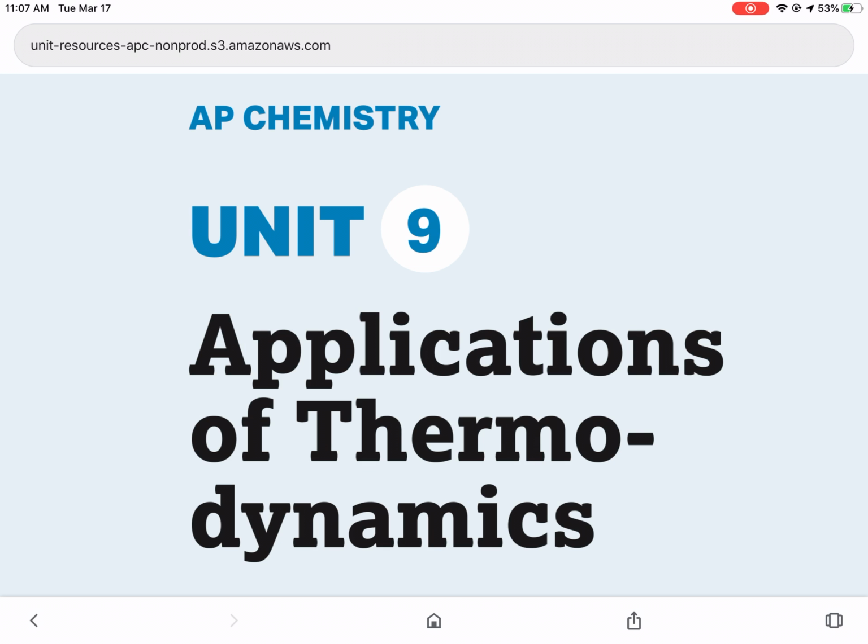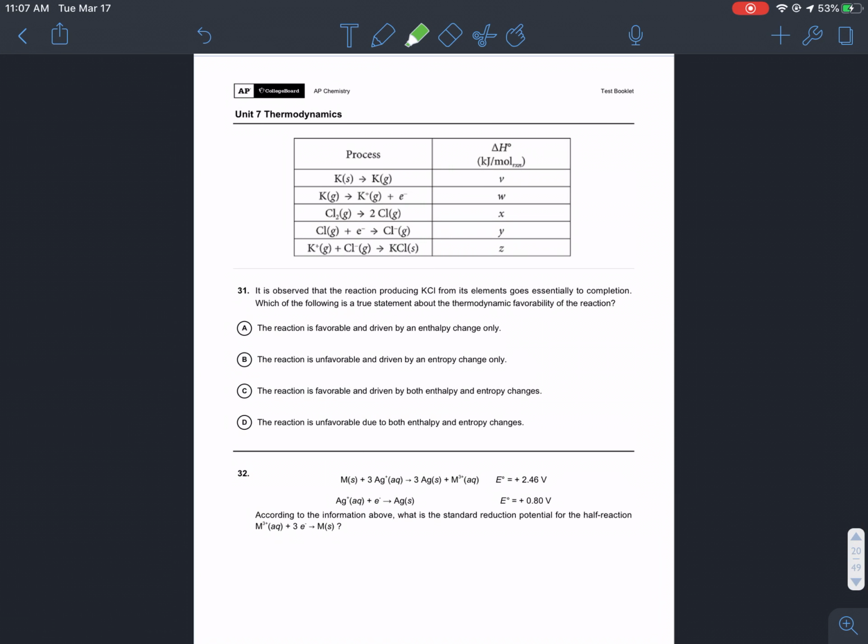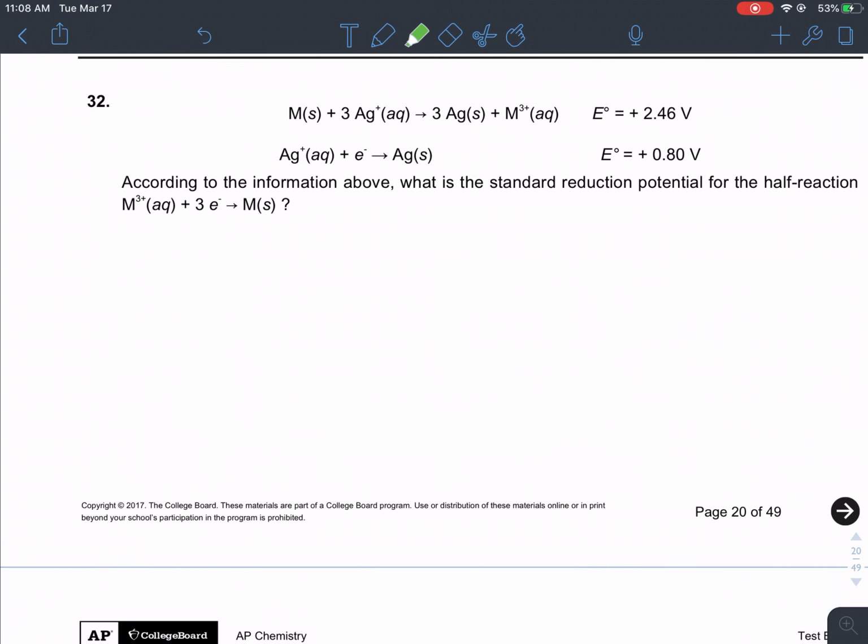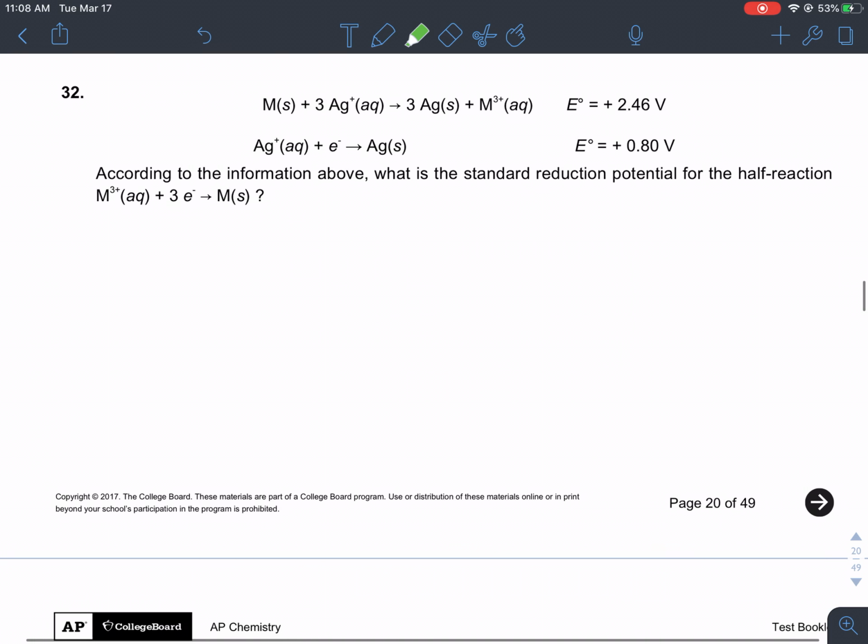All right, Unit 9, Application of Thermodynamics. We're on question number 31, so let's get to the questions. And right when we get to 31, we see that it's a repeat of question 30. So go ahead and go back to number 30 to see how to answer that question. Let's start at 32. All right, so you have some element M plus Ag yields that and that.